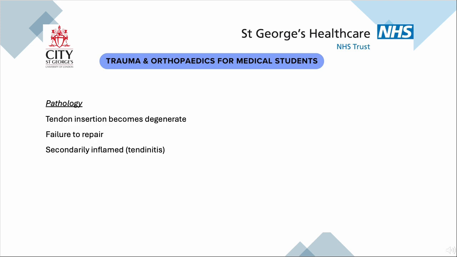The underlying pathology is degenerative change within the insertion of the tendon with a failure to repair, and this typically happens as a so-called disease of middle age, where there is degeneration, there's poor blood supply, there's overload of the adjacent tendon fibers, and then it becomes secondarily inflamed, and this is the tendinitis that people describe.